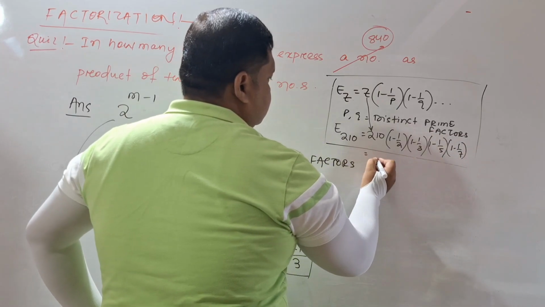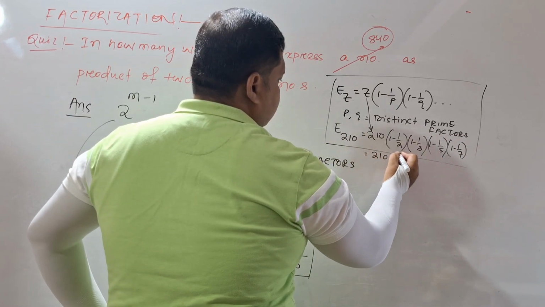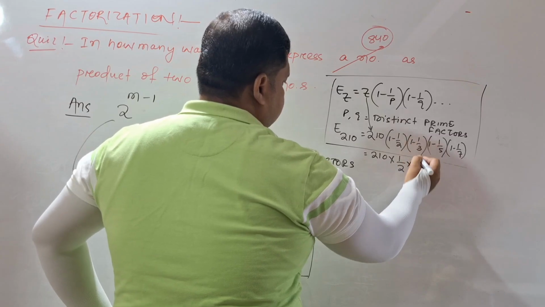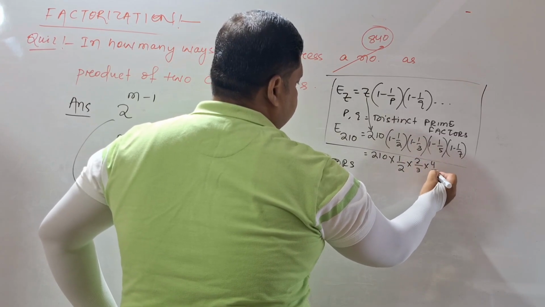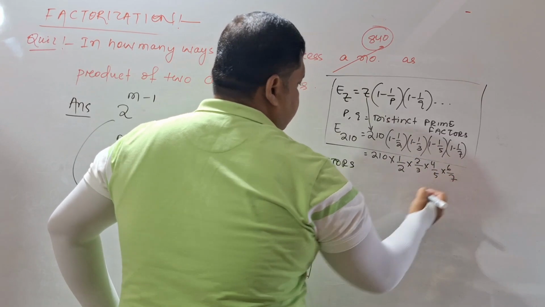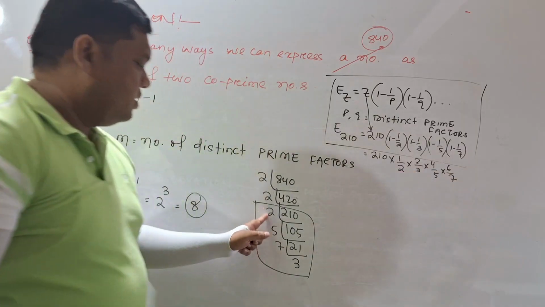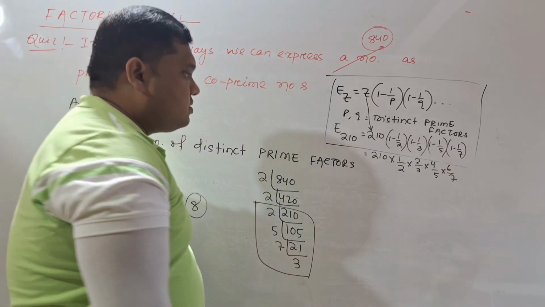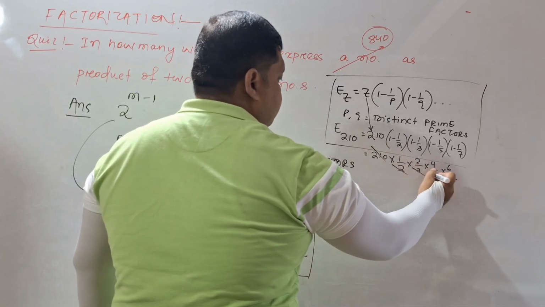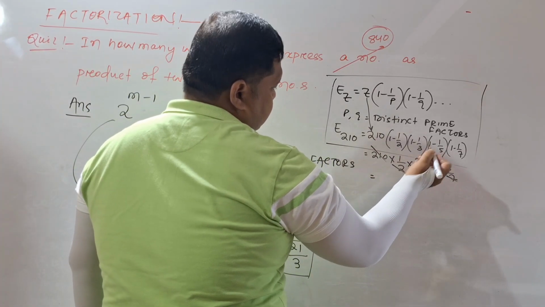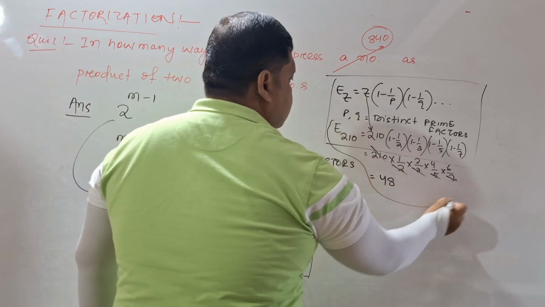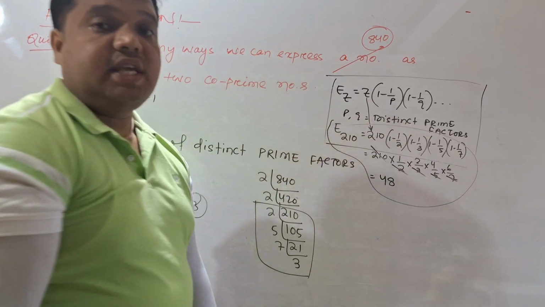So here the answer is 210 into, for 2, 2 minus 1, 1; for 3, 3 minus 1, 2. So this is 4 by 5 and this is 6 by 7. And 2, 3, 5, 7 are factors of 210, so they get cancelled. So the answer is what? 8 into 6, 48. So Euler's number of 210 is what? The Euler's number of 210 is 48.